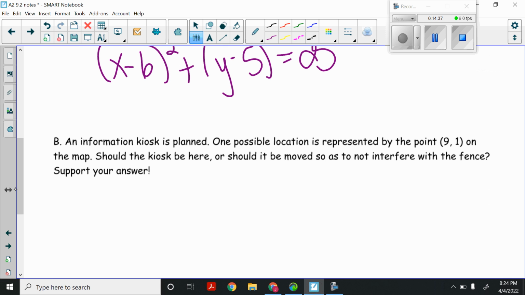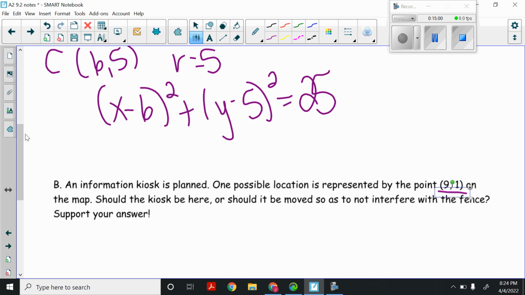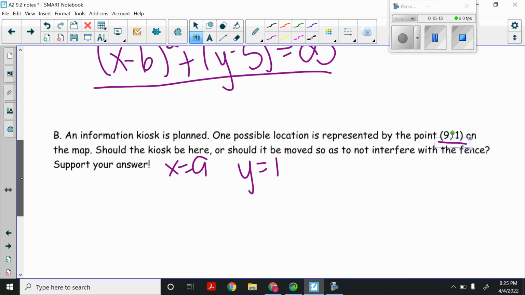So part B says an information kiosk is planned. One possible location is represented by the point (9, 1) on the map. Should the kiosk be here, or should it be moved so as to not interfere with the fence support? So the very first thing that I need to find out is whether the point (9, 1) is on the circle, outside of the circle, or inside. This is my equation. So I'm going to put 9 in for x and 1 in for y into this equation and see what I get.